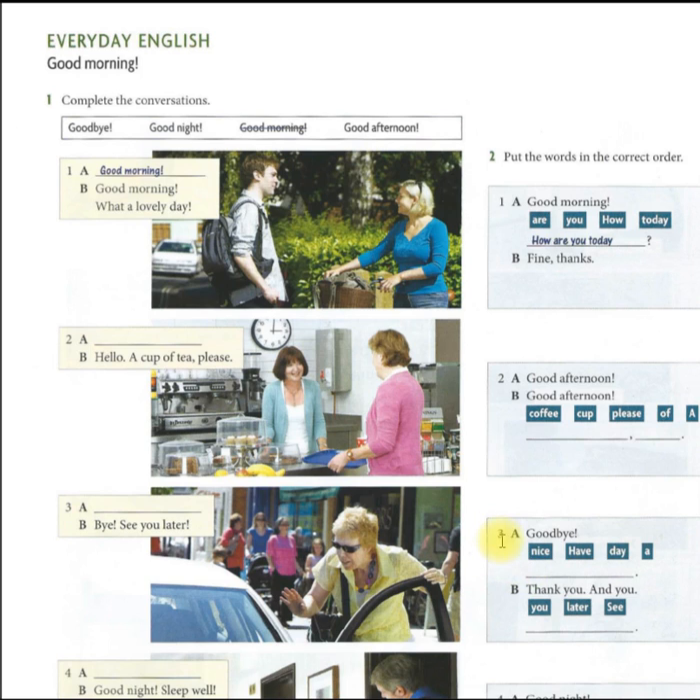Then we go to the next or to the neighboring exercise that is related to it. So you see goodbye, and then you have a number of jumbled words. So you have to rearrange the words to build a correct sentence. So: nice, half, day, it. So how would you organize these words into a meaningful sentence? You would say have a nice day, have a nice day. So goodbye, have a nice day.